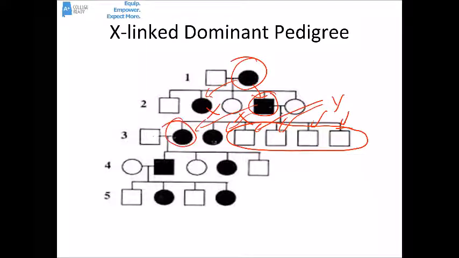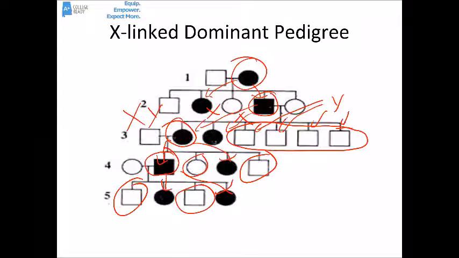Notice this daughter in generation 3, she passed it to a son and a daughter, but not every child, because remember, she has 2 X chromosomes. Same thing in generation 4, this male passed it on to every daughter, but no sons. So that's an X-linked dominant pedigree.